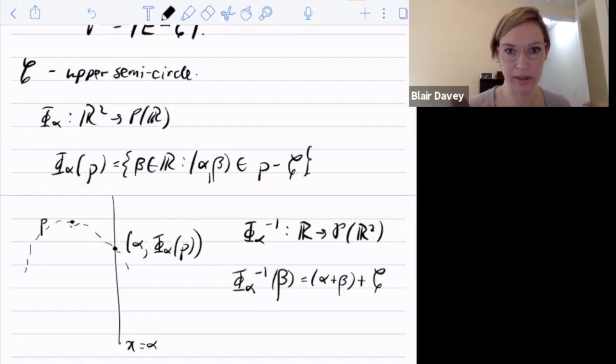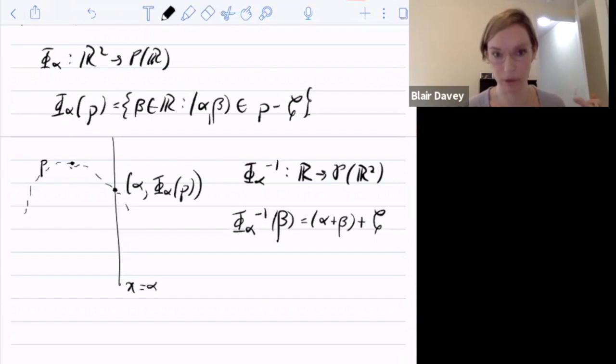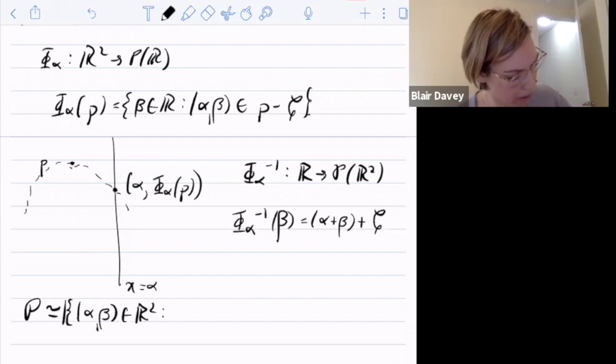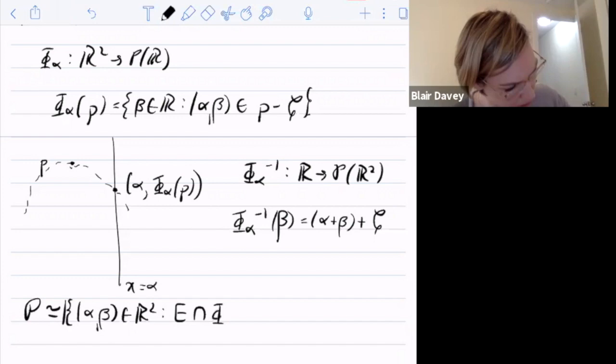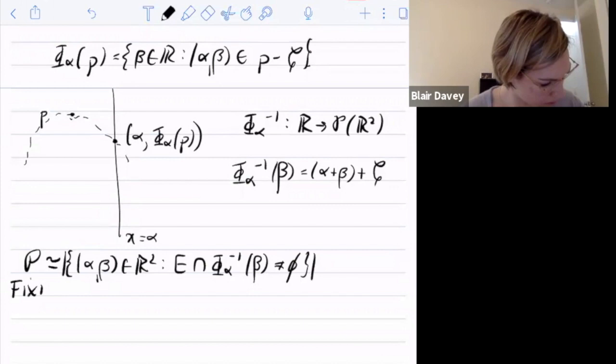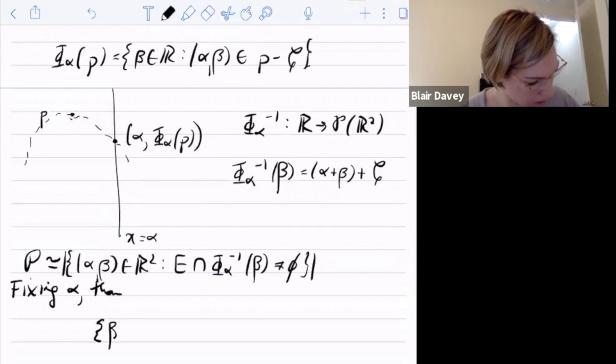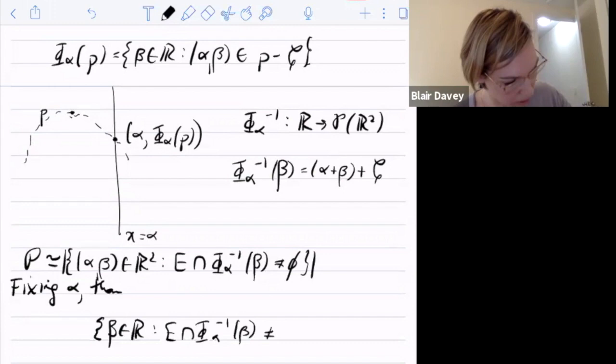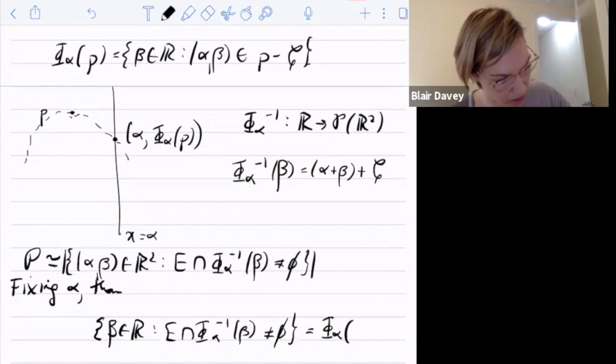So now we can use this language to look at the probability associated with, let's say, the Buffon curve problem. So that probability is then proportional to, using my new language, the set of all (alpha, beta) in the plane, so centers of curves that intersect our set. So this is the set of (alpha, beta) such that E intersect phi alpha inverse of beta is non-empty. And if we fix alpha, then the set of all beta in R such that E intersect phi alpha inverse of beta is non-empty is exactly the curve projection of E.